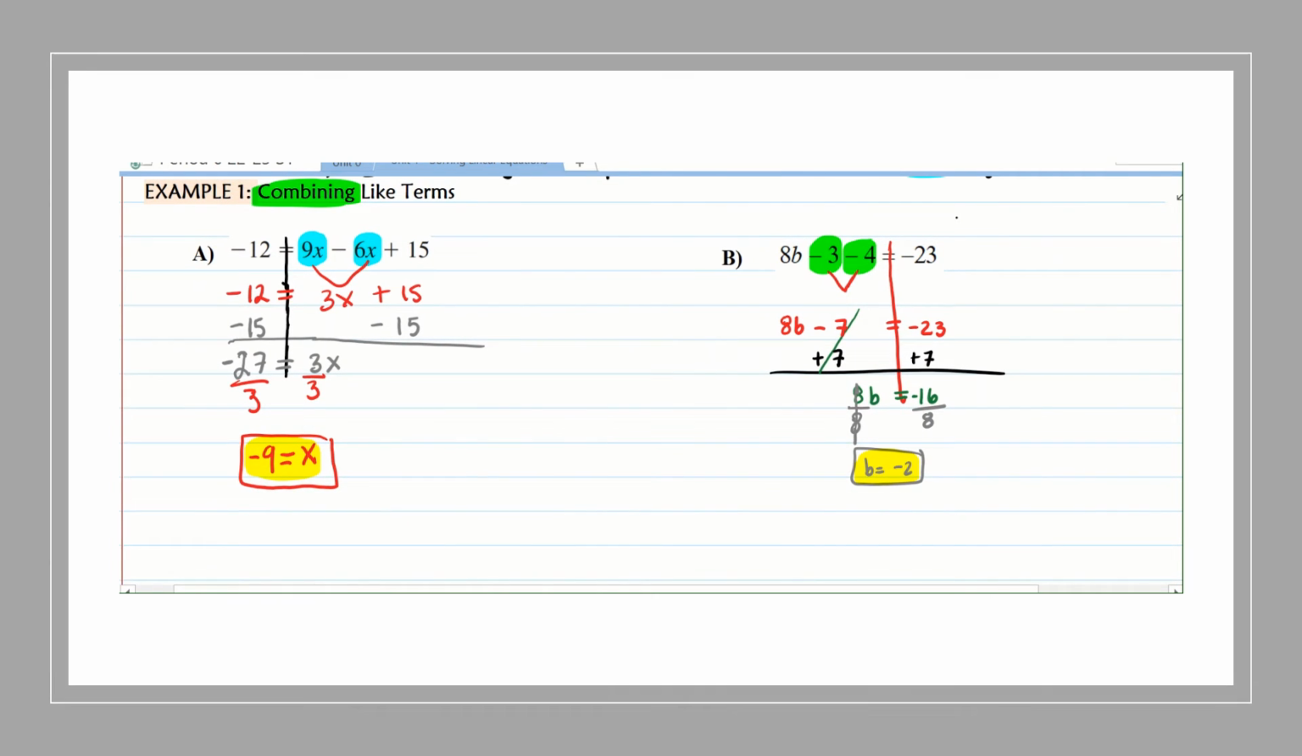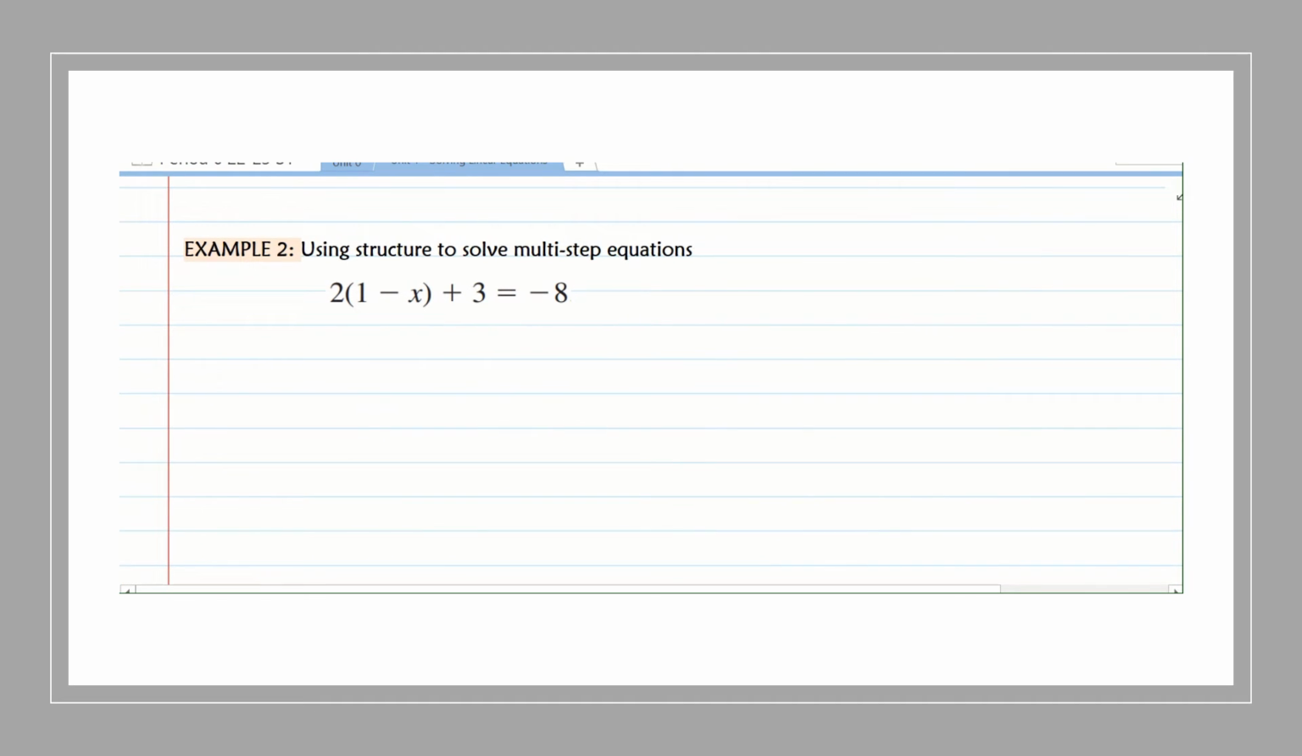Now, sometimes, as you guys will see in the second problem, we won't always be able to combine the like terms first. So sometimes we have parentheses in our problem. So we're going to be using structure to solve this multi-step equation here. And what that means is, and we're going to write that little note on the side: if you see parentheses in your problem, we're going to distribute first and then combine like terms. So it's important that we get rid of the parentheses first. Just PEMDAS says we do parentheses first, right?